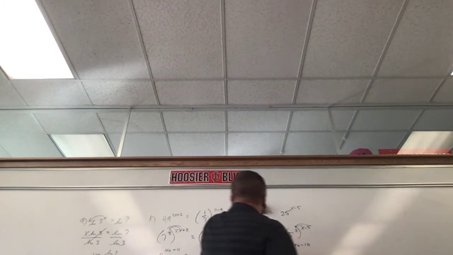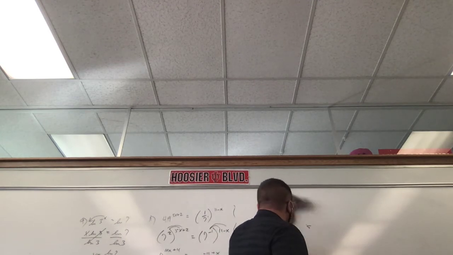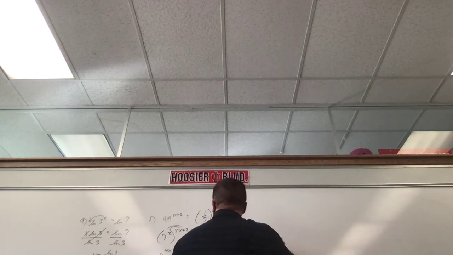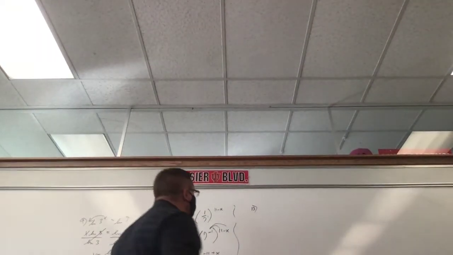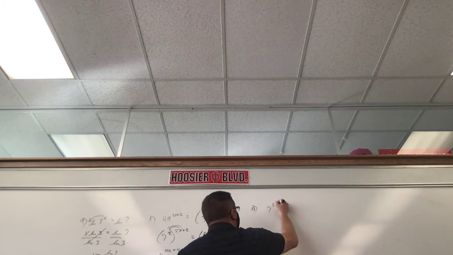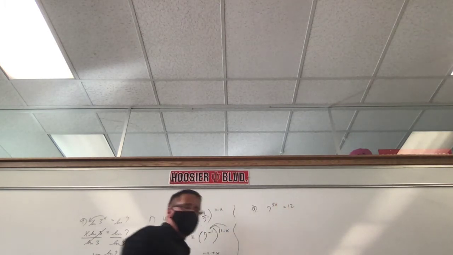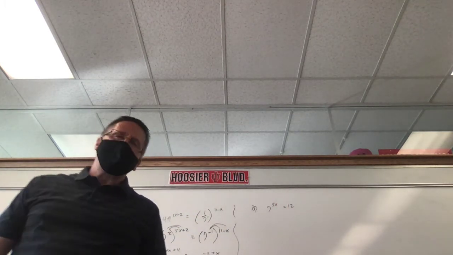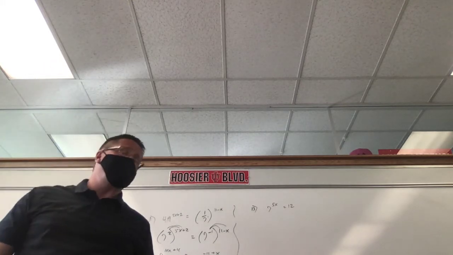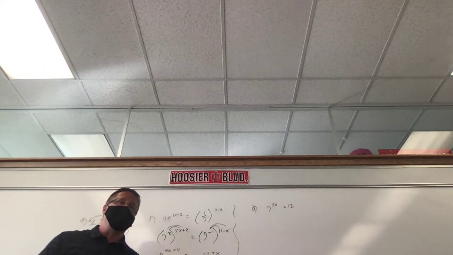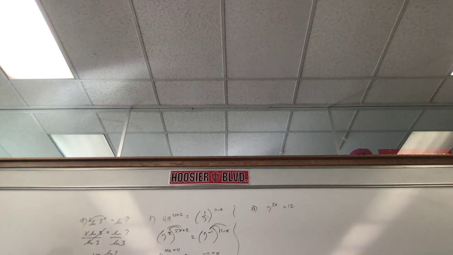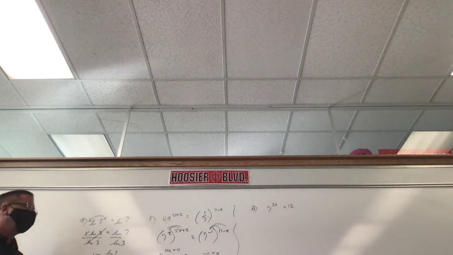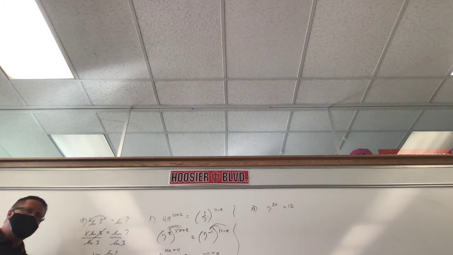Number 13. 7 to the 5x equals 12. Okay? And again, don't lose sight of what we're doing here. We're just solving equations just like you've done for the last 5 or 6 years. They're just getting more and more complicated. Okay? You're getting smarter. They get more complicated. Everything balances out.